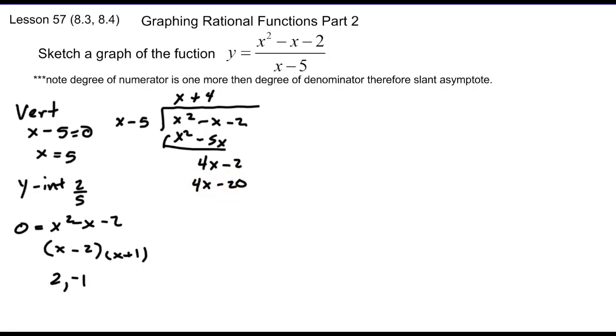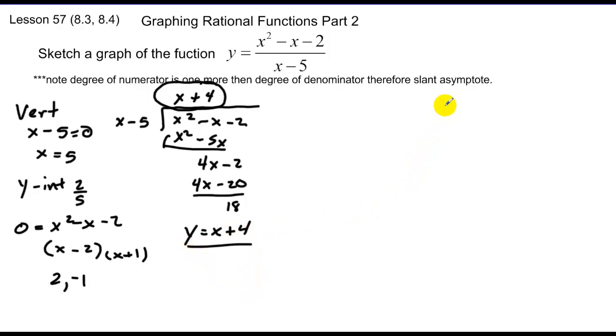Now you'll notice this doesn't go in evenly, but that's okay, because what we're looking for is the equation of a slant asymptote. And a slant is just a line. And y equals x plus 4 is the equation of our slant.